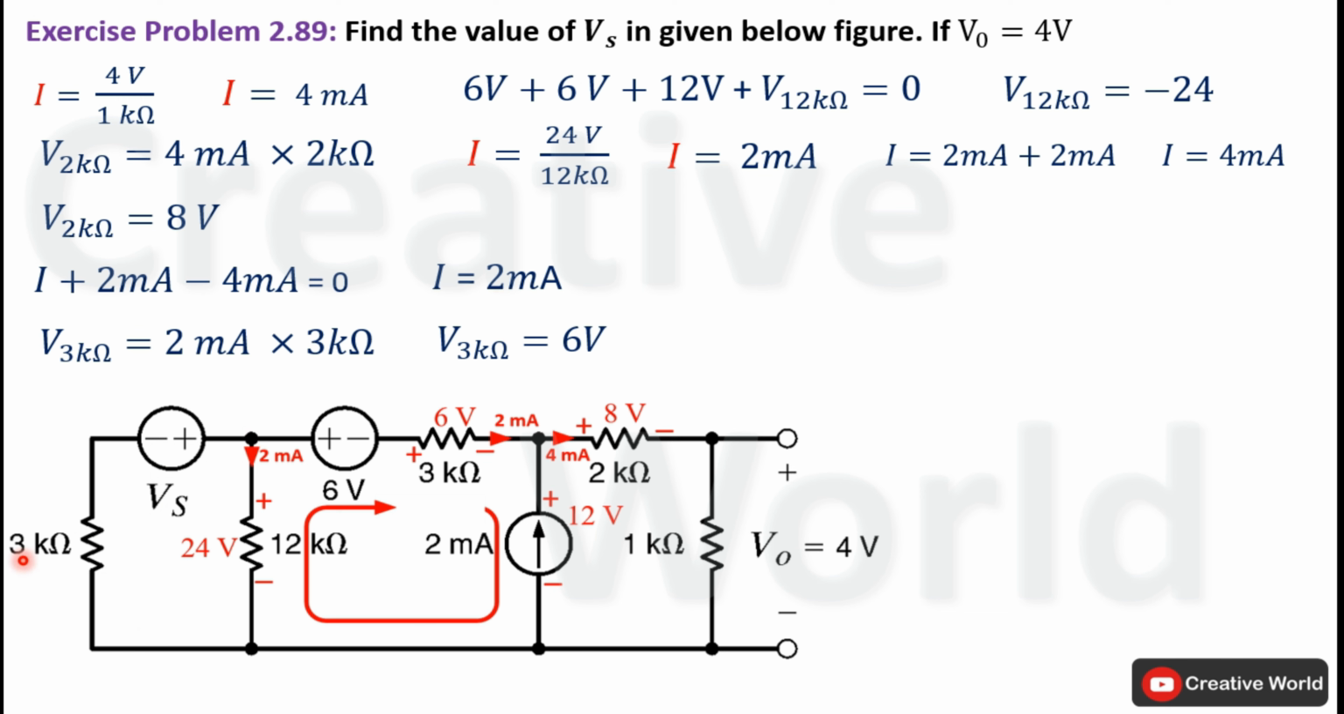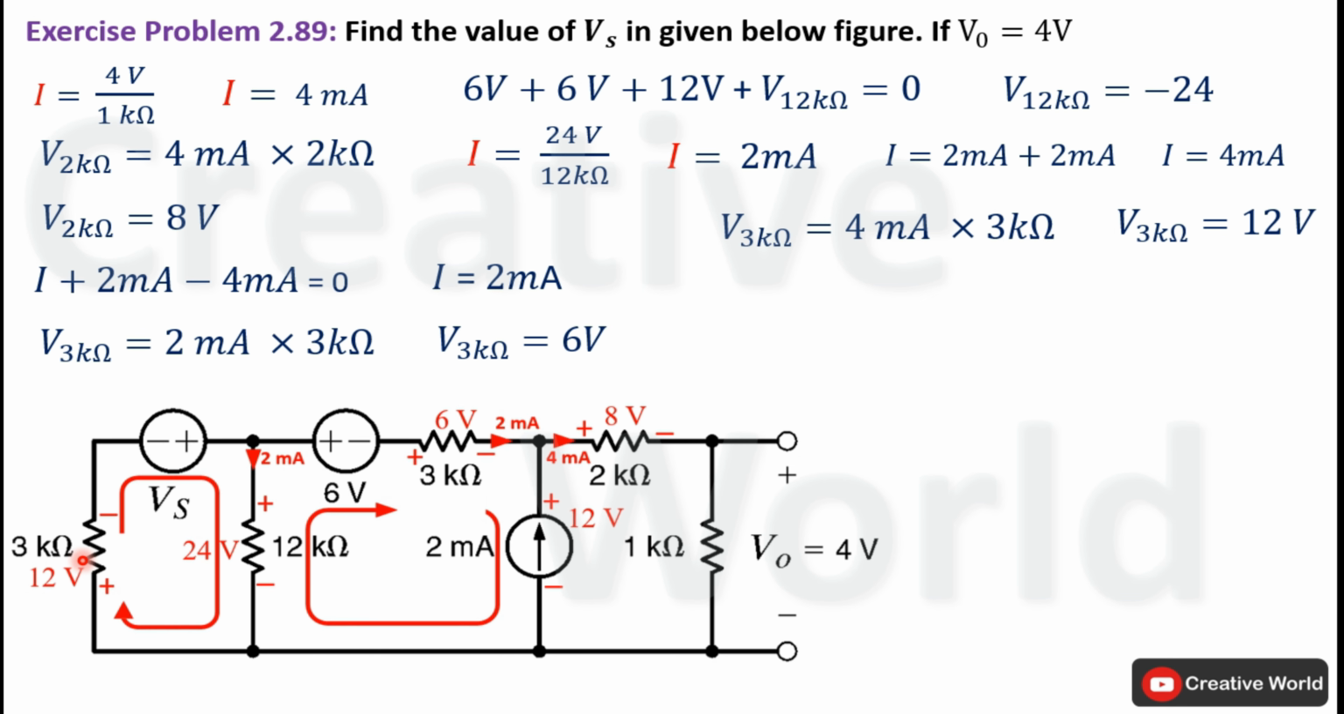Now we can calculate value of voltage across this 3 kilo ohm resistance because current through it is calculated. So voltage across this 3 kilo ohm resistance will be the product of 4 milliampere and 3 kilo ohm. It will become 12 volt. Modify the network by indicating voltage across this 3 kilo ohm resistance with its polarity. Because the direction of current was clockwise, current entering terminal is taken with positive sign and current leaving terminal is taken with negative sign.